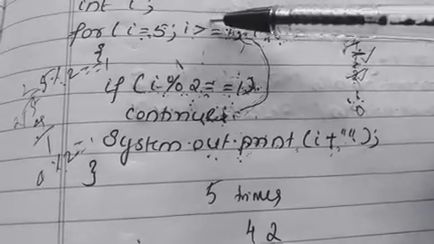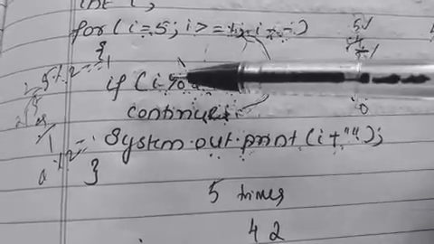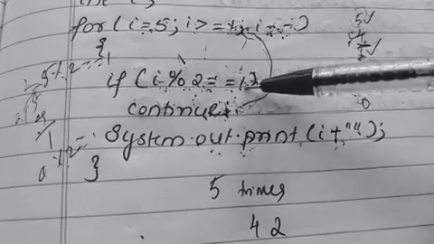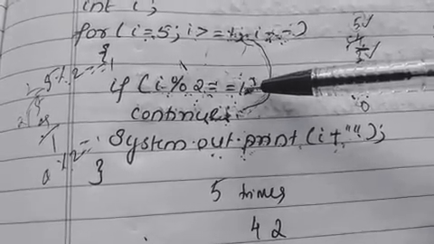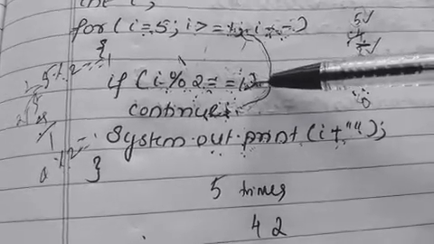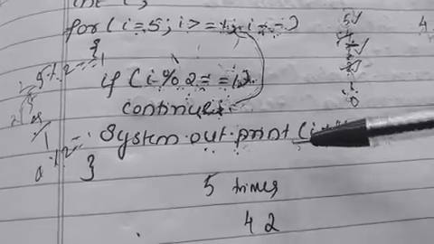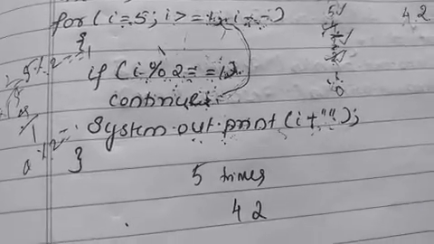Now the value of I becomes 2. We will check the condition 2 greater than or equal to 1. Is it true? Yes. We will come inside the for loop and we will check this condition if 2 mod 2 equal to 1. Is it true? No. The remainder is 0. 0 is not equal to 1. So we want to execute the statement after that. So what is the next thing? System.out.print. We will print the value of 2 after 4.